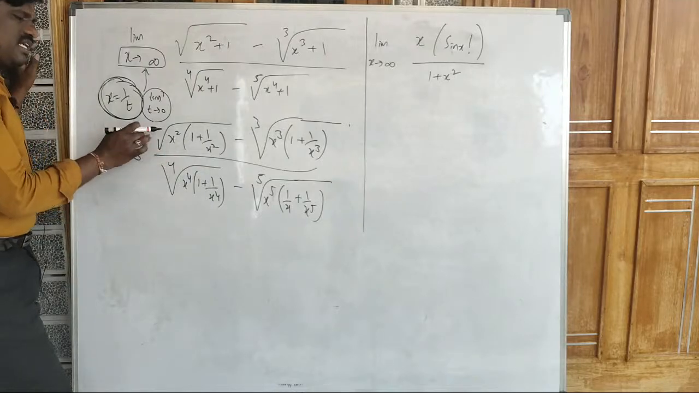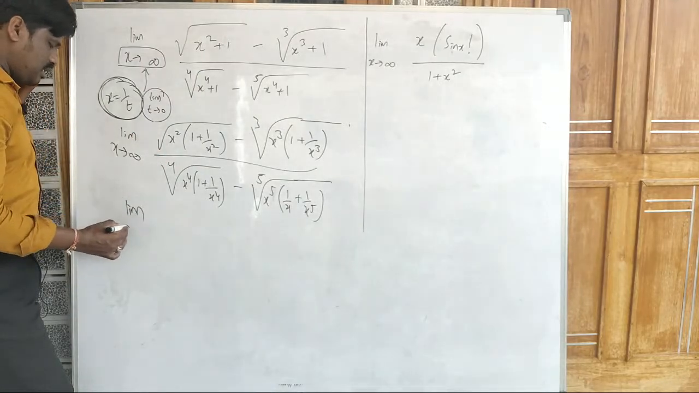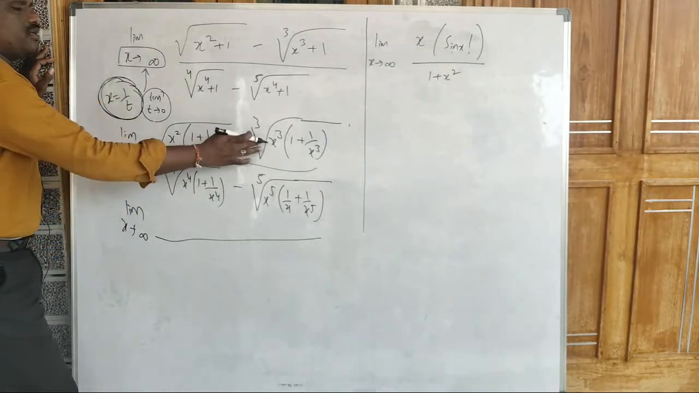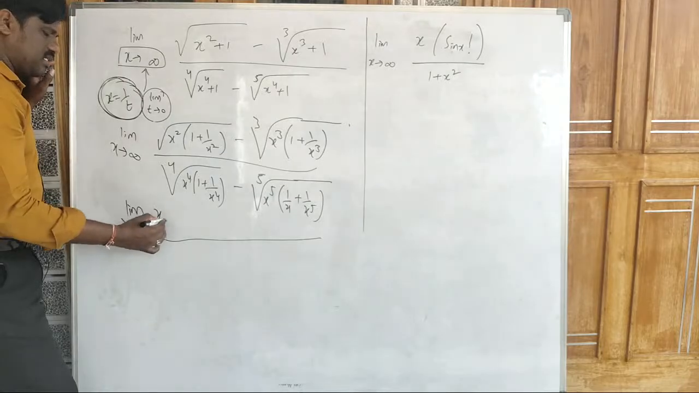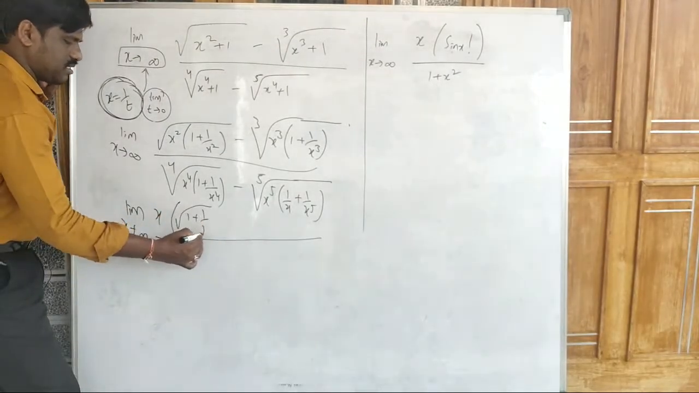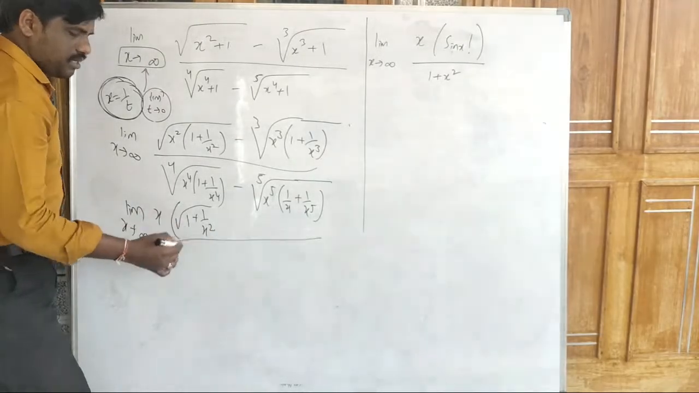So in x square, x will come out, with the limit tending to infinity. Try to understand this point. x will come out, the whole x comes out. I get square root of 1 plus 1 by x square. Hey, somebody is calling, wait.